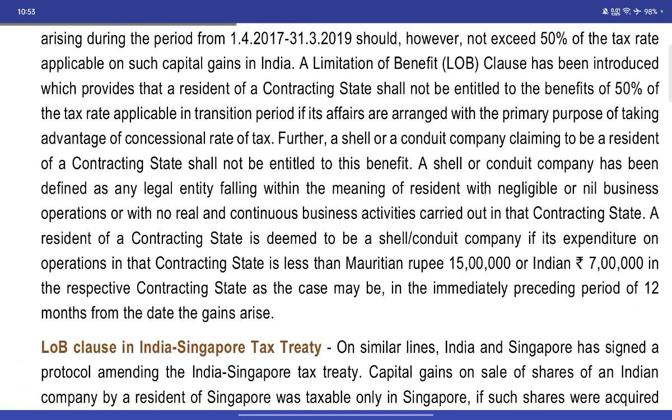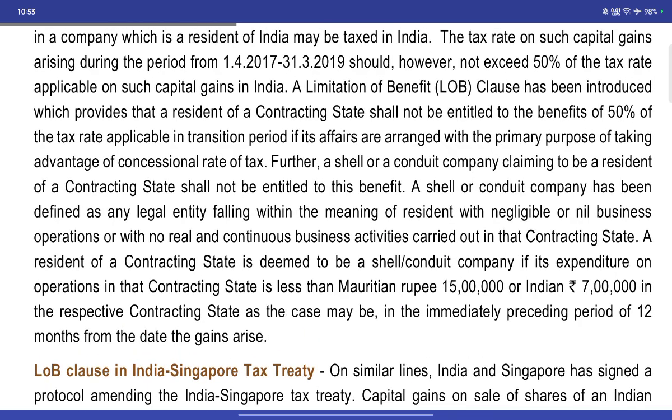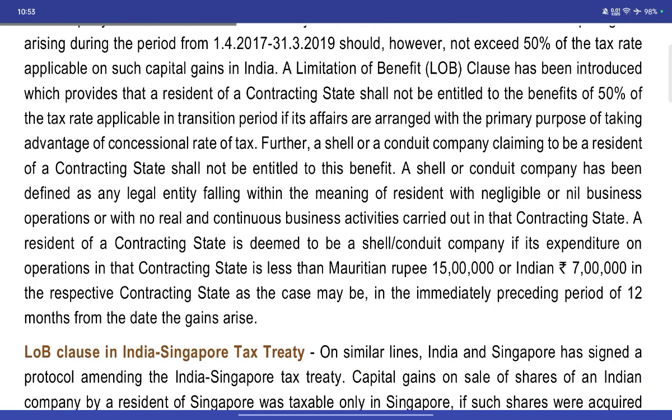The limitation of benefit (LOB) clause has been introduced, providing that a resident of a contracting state shall not be entitled to the benefit of the 50% tax rate applicable in the transition period if its affairs are arranged with the primary purpose of taking advantage of the concessional rate of tax.